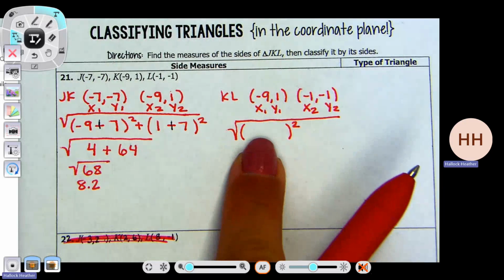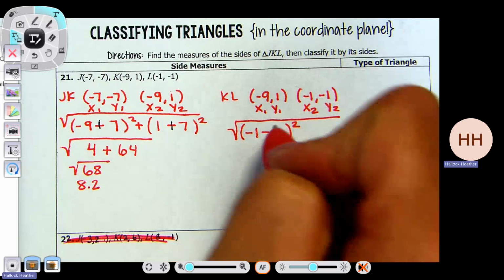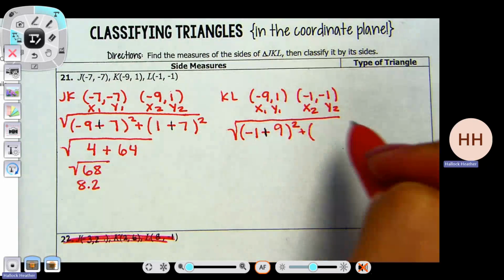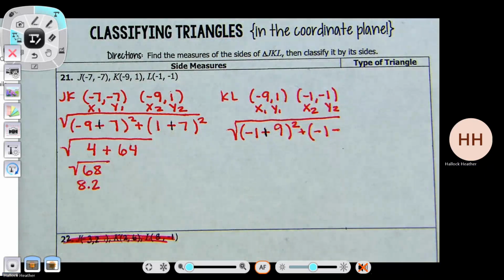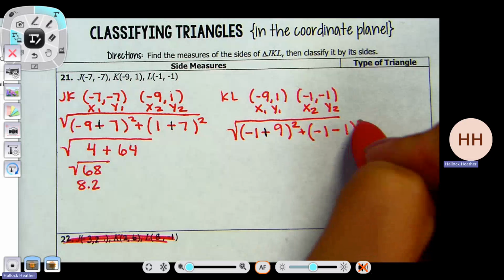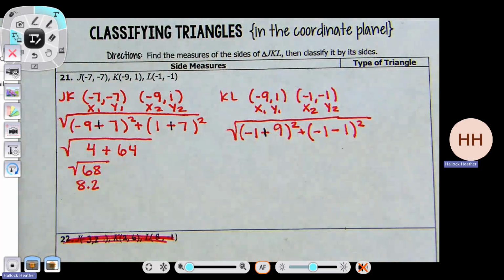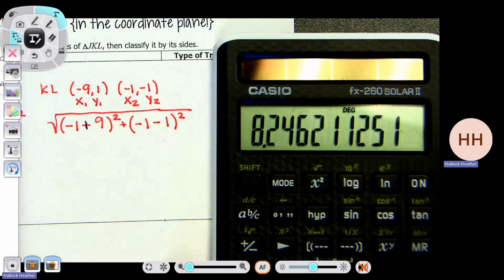Okay, and you don't even have to remember the formula, which is great. So you're doing x2 minus x1. So what is x2? -1. And I'm minusing what? -9. So plus 9. Then I'm adding. Y2 is -1. And I'm minusing what? 1. That does not turn into a plus sign because the 1 was positive. So it's still just a minus sign. So now I'm going to use the calculator just to do the math because I don't want to think too hard. Don't hurt your brains if you don't need to.